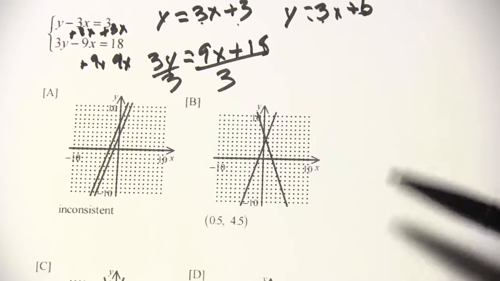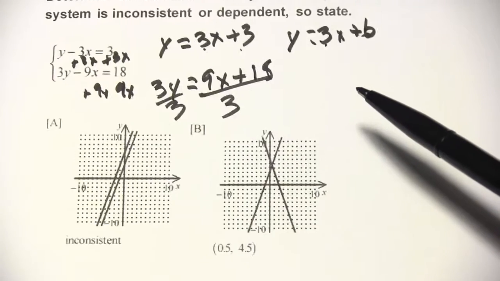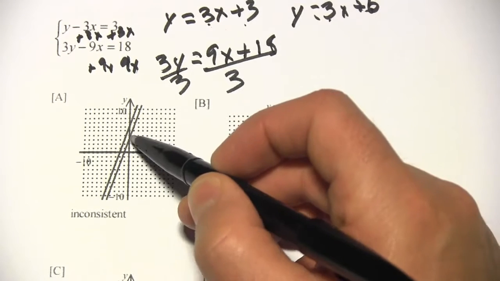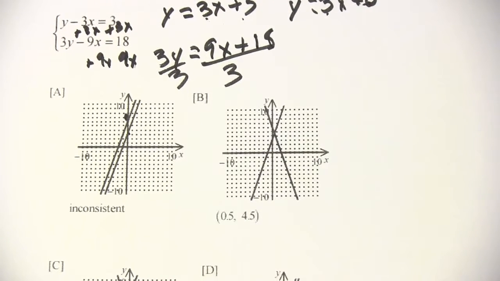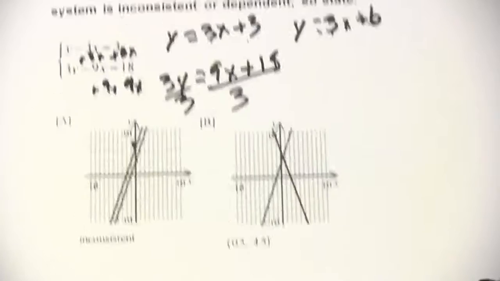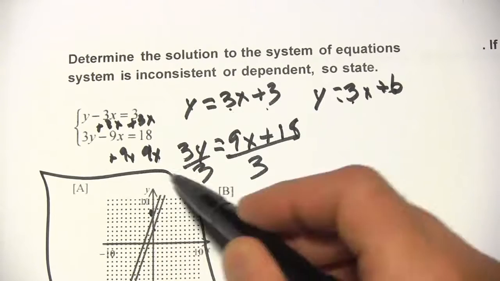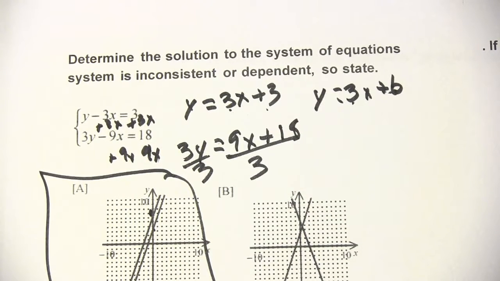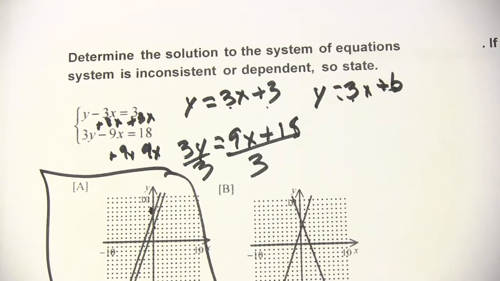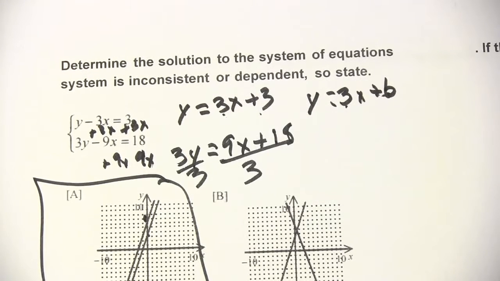And let's see if we can just find the lines that match. So we're looking for 3 and 6. Yeah, this one looks like 3 and 6. This one looks like something smaller than that. Maybe 1 and 3 or 1 and 5 or something like that. So it looks like it's A again. So that's a little bit of work with inconsistent solutions, or no solutions, inconsistent systems of equations.